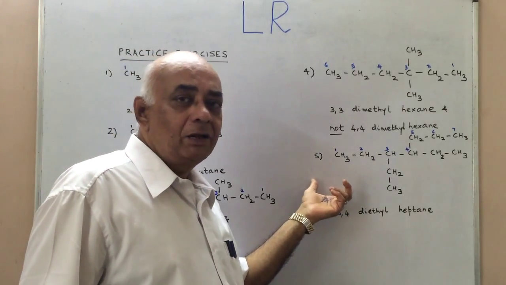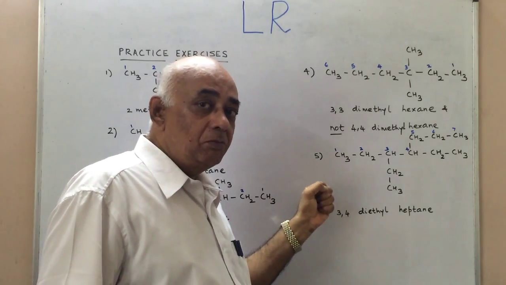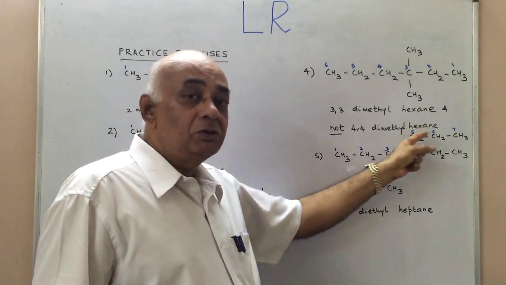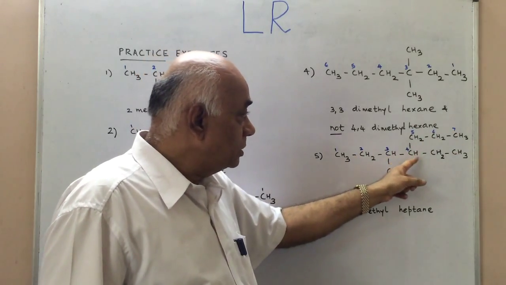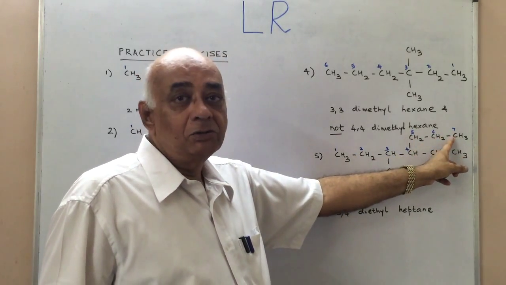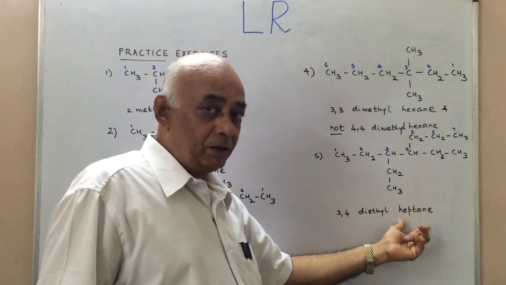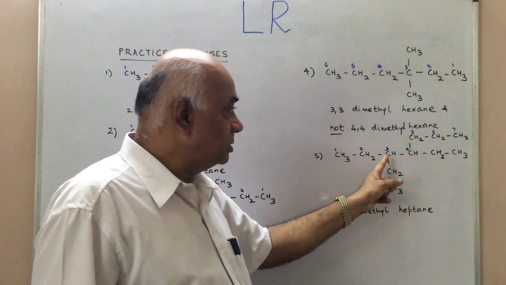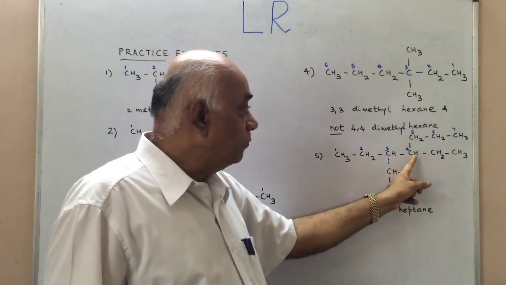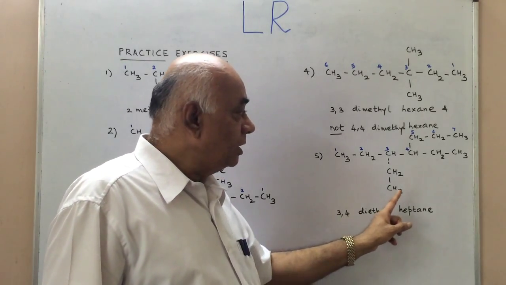The fifth one is slightly more complicated. We have applied both the rules, namely the longest chain, which needs to be continuous. The longest chain, as you can see, would be a 7 carbon atom chain corresponding to the parent hydrocarbon heptane. There are 2 ethyl groups attached at the third carbon and the 4th carbon, and this would therefore be 3,4 diethyl heptane.